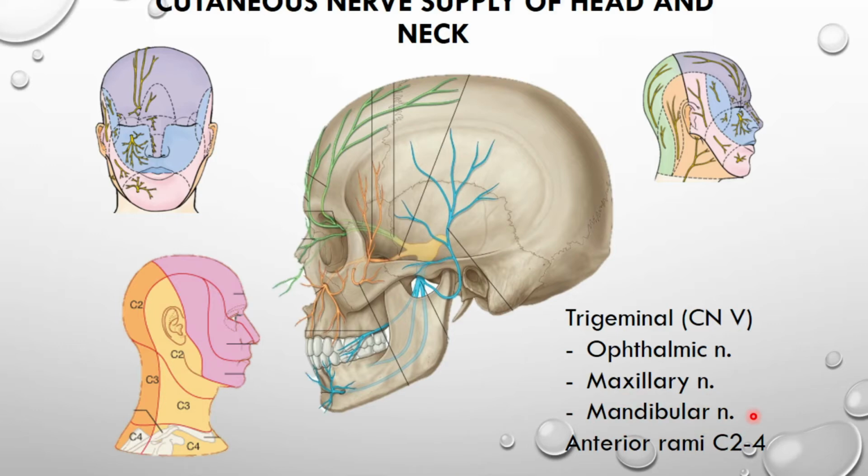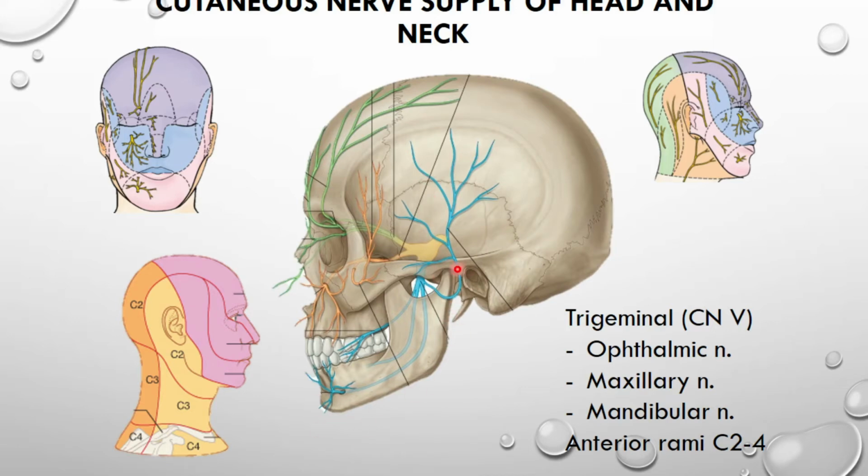So the mandibular nerve is the only division of the trigeminal nerve that has any motor branches associated with it. The ophthalmic nerve is purely sensory. The maxillary nerve is purely sensory. But the mandibular nerve is half sensory and half motor. And the sensory branches are going to supply skin over your jaw. They'll also supply your lower teeth and the temporal region of your skin.